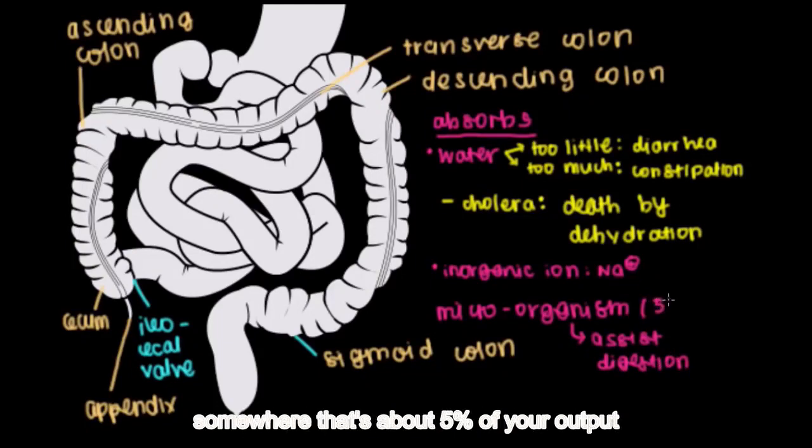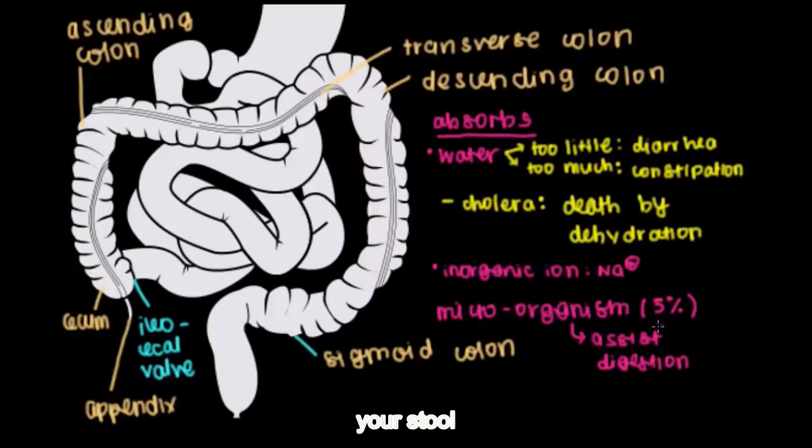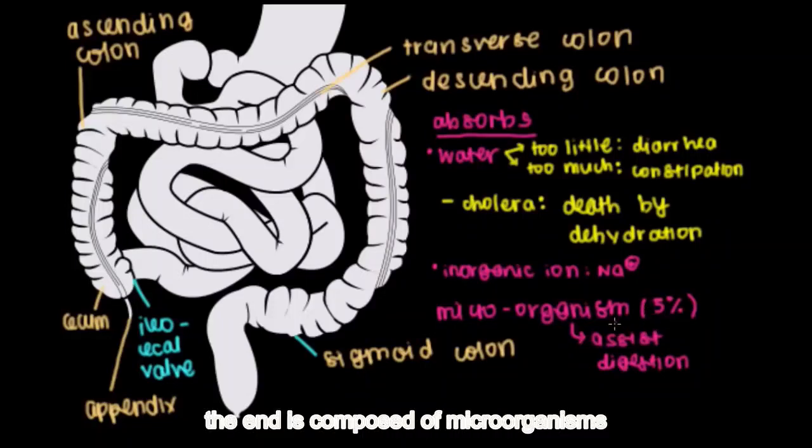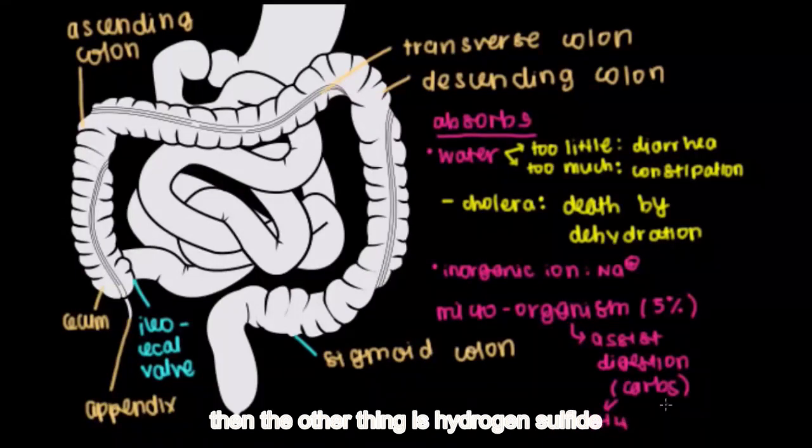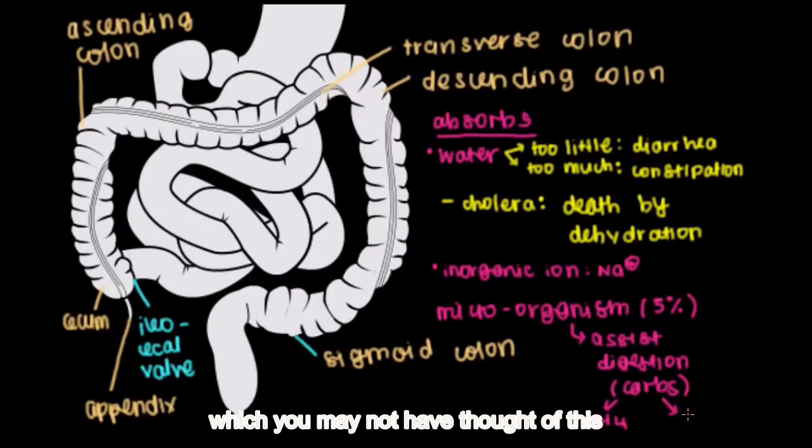I read somewhere that about 5% of your output, your stool at the end, is composed of microorganisms like bacteria. And these are very important for digesting things like carbs. I'll put carbs here in parentheses. Oftentimes the byproducts you'll get of that are things like methane, CH4, and then the other thing is hydrogen sulfide, which you may not have thought of this way, but actually sort of explains a lot. Methane is something that causes a lot of flatulence, and then hydrogen sulfide is something that smells terrible.